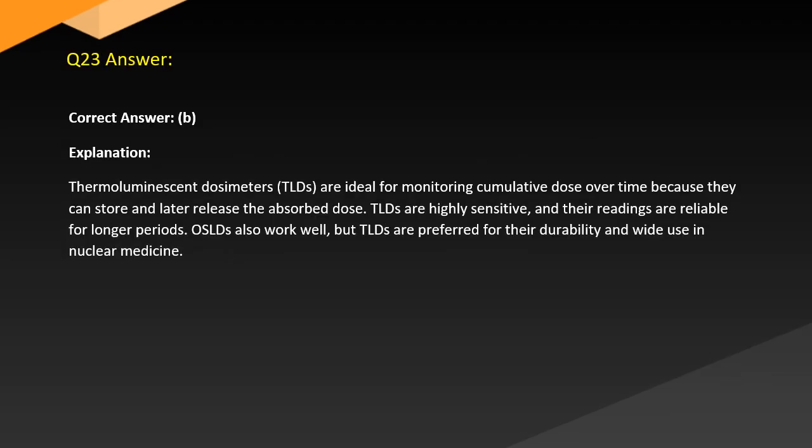Answer. Correct answer, B. Explanation. Thermoluminescent dosimeters, TLDs, are ideal for monitoring cumulative dose over time because they can store and later release the absorbed dose. TLDs are highly sensitive and their readings are reliable for longer periods. OSLDs also work well, but TLDs are preferred for their durability and wide use in nuclear medicine.